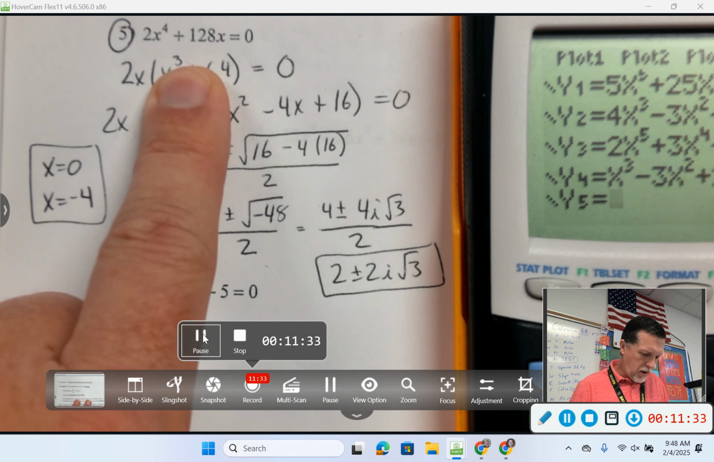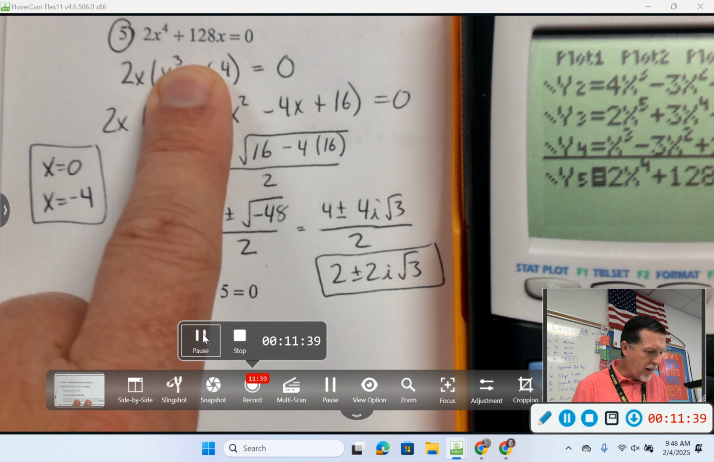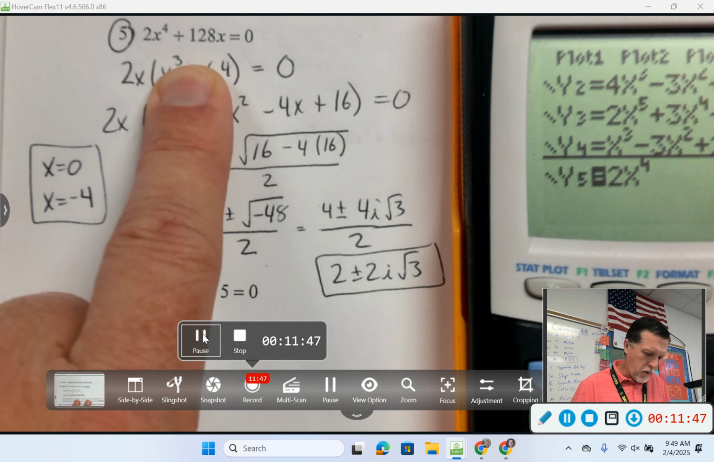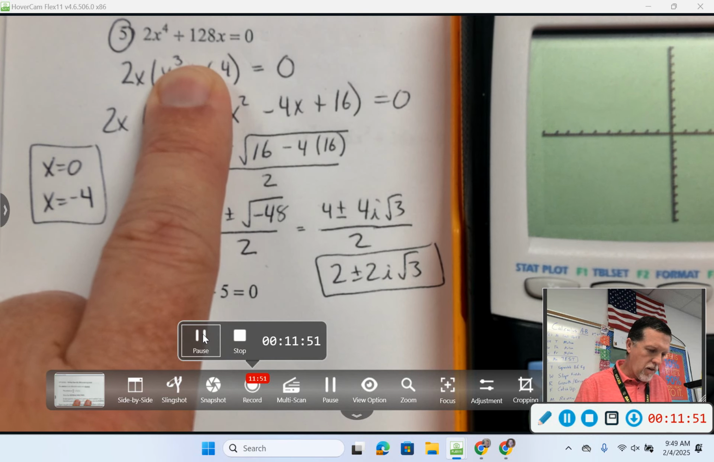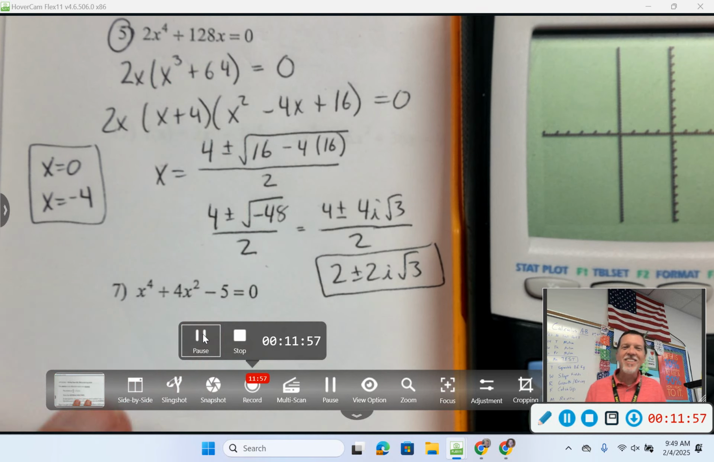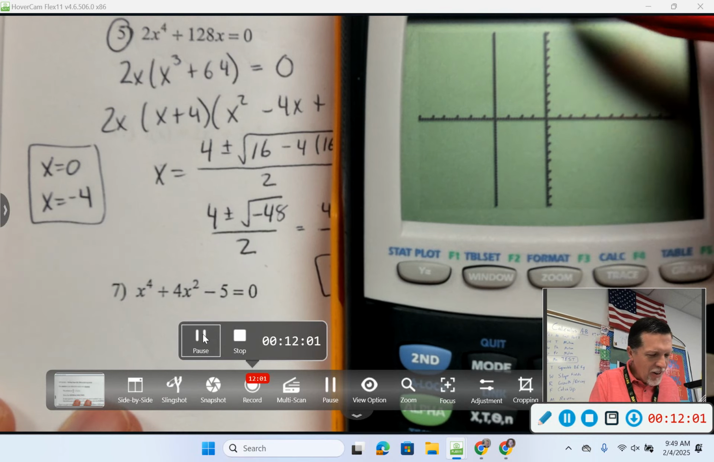If I'm curious, or I want to check things, maybe I wasn't sure about the quadratic formula, did I mess that up? Oops, 128. Struggling today. 2x to the 4th plus 128x. Graph. Oh, that's kind of misleading because I see the -4. I think the x equals 0 happened.